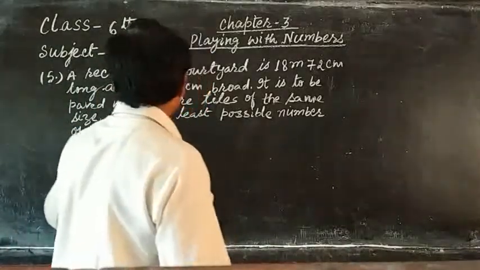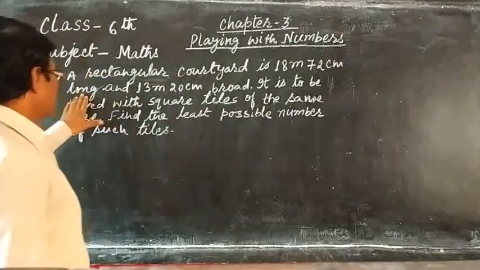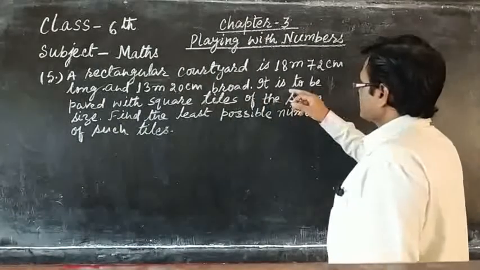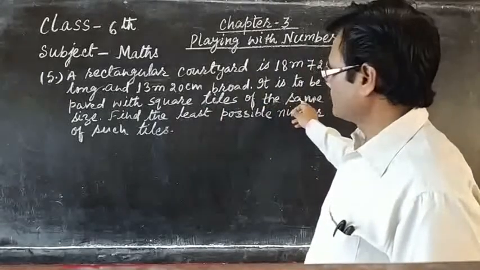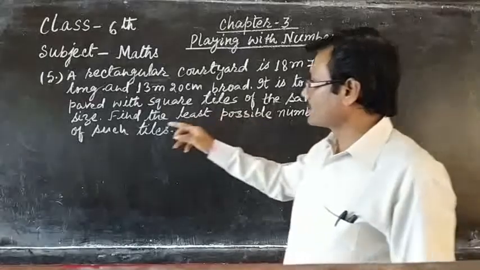Here is a question: given that a rectangular courtyard is 18 meter 72 centimeter long and 30 meter 20 centimeter broad, it is to be paved with square tiles of the same size. Find the least possible number of such tiles.